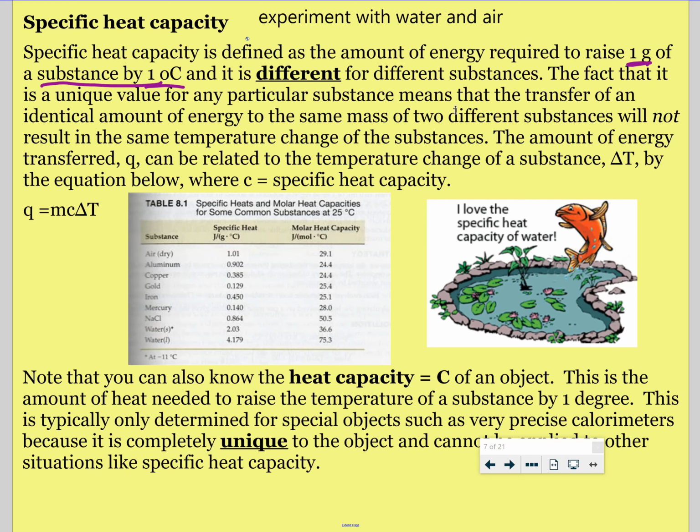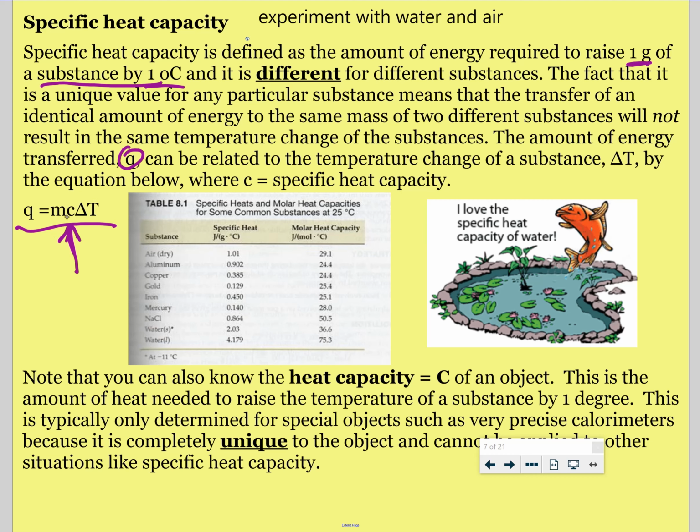The amount of energy transferred, Q, that's how we represent heat, or energy transfer, can be related to the temperature change of the substance, delta T, by the equation Q equals mc delta T. C is the specific heat capacity, and it just depends on the substance and the phase it is. So for water, it's 1 calorie per gram degree Celsius, which is 1 calorie, or 4.184 joules per gram degree Celsius. M is the mass of the substance.